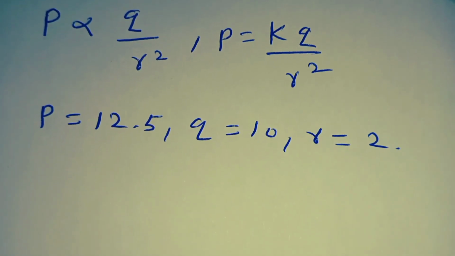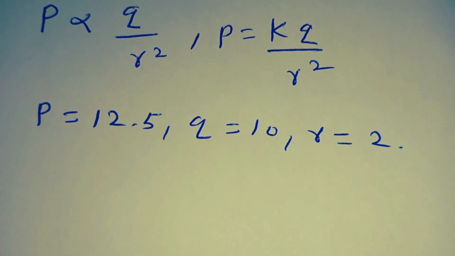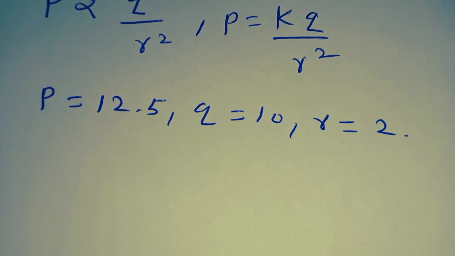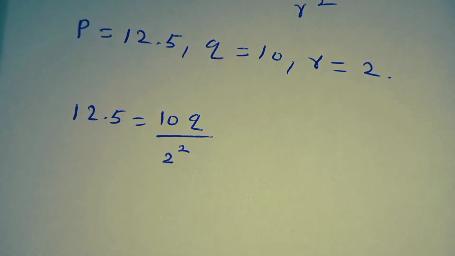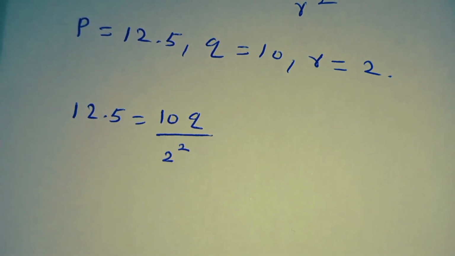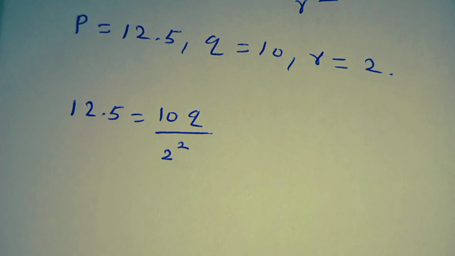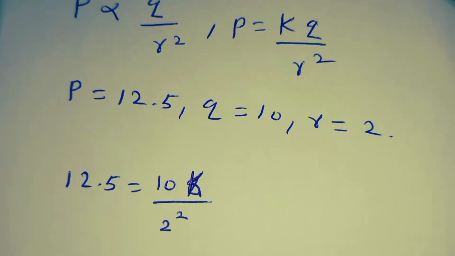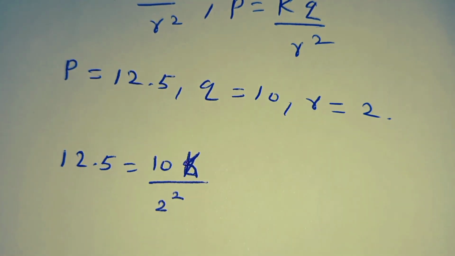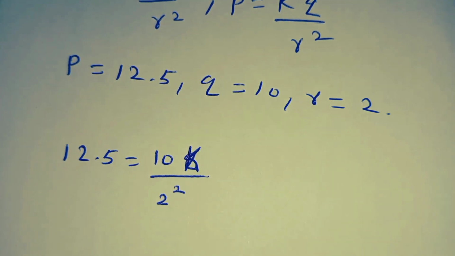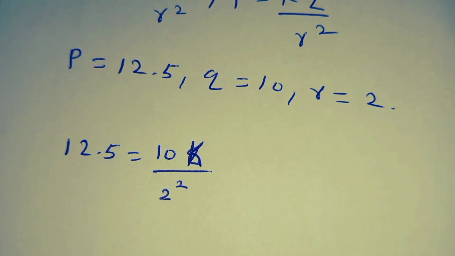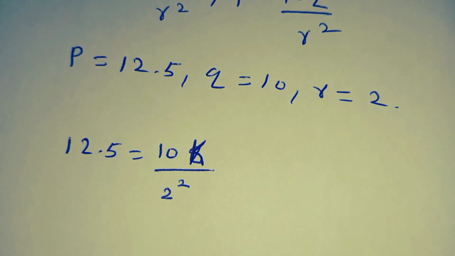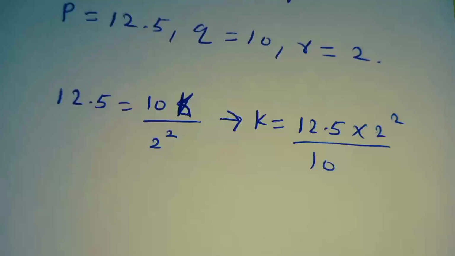So using the given condition, P is equal to 12.5, Q is equal to 10, R is equal to 2, we can obtain K as follows. Substituting, we shall have 12.5 is equal to 10K divided by 2 squared. So K will be equal to 12.5 times 2 squared divided by 10.